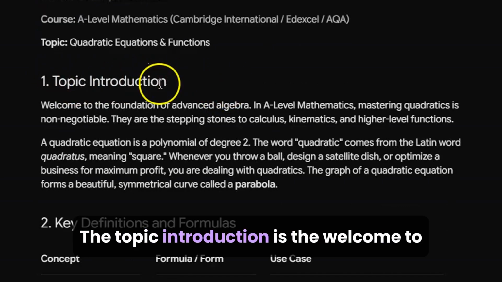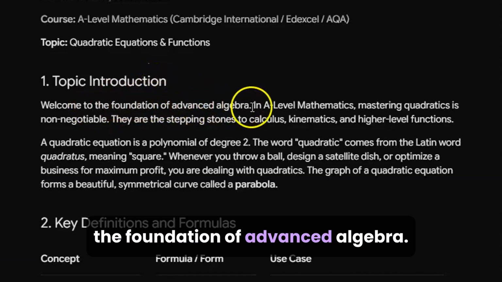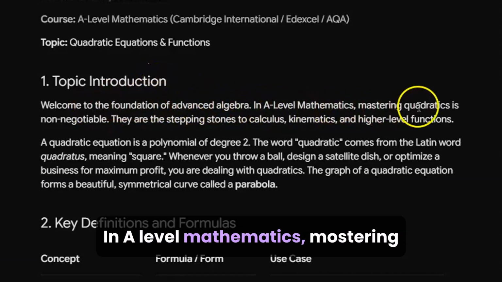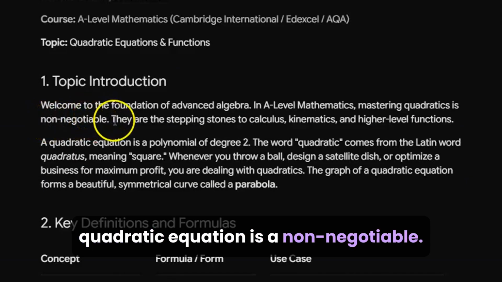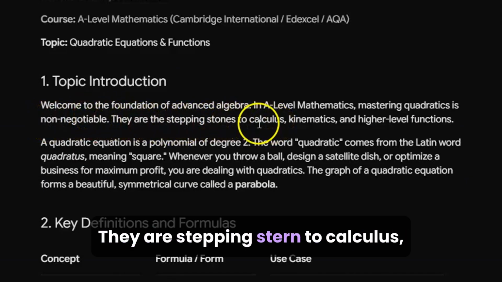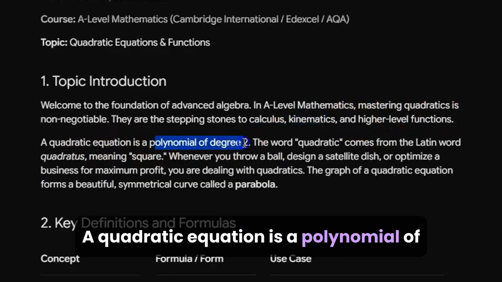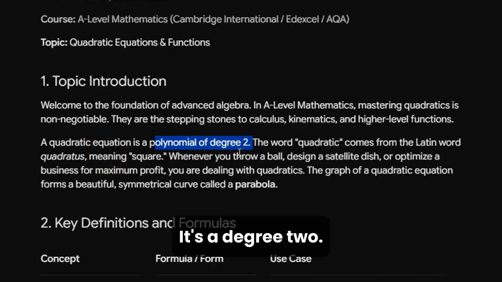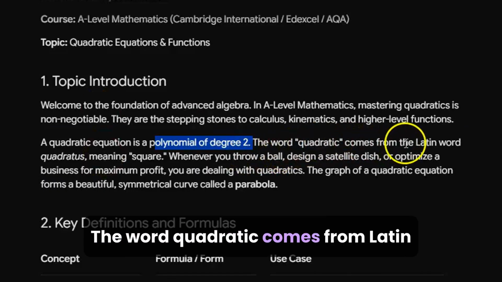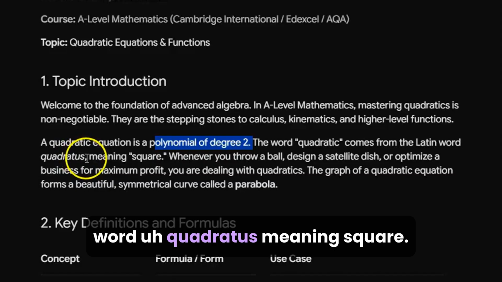The topic introduction: welcome to the foundation of advanced algebra. In A-level mathematics, mastering quadratic equations is non-negotiable. They are a stepping stone to calculus, kinematics, and higher-level functions. A quadratic equation is a polynomial of degree 2. The word quadratic comes from the Latin word quadratus, meaning square.